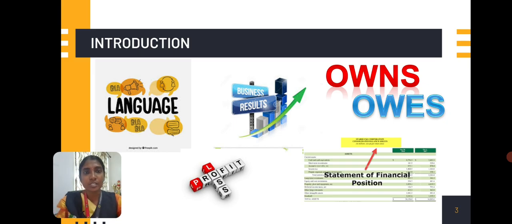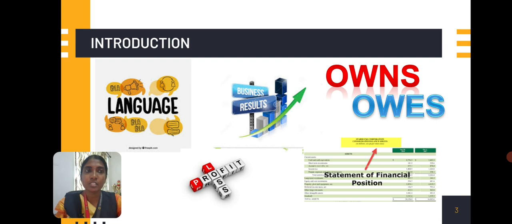Accounting is considered to be the language of the business. It communicates the end result about the company to its stakeholders. That is, it communicates the business results of the company, whether the company has earned a profit or is suffering a loss. So, the end result of the company is communicated to its stakeholders.